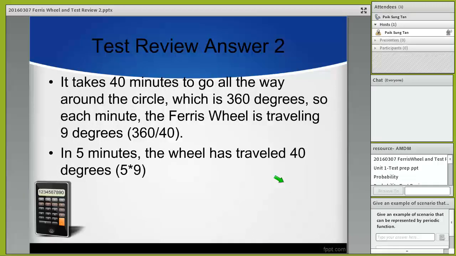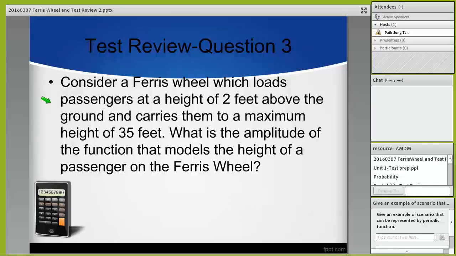Since it takes 40 minutes to go all the way around the circle, which is 360 degrees, each minute the Ferris wheel travels 9 degrees, which is 360 divided by 40. And in 5 minutes, you multiply 9 times 5, and you get 45 degrees in 5 minutes.